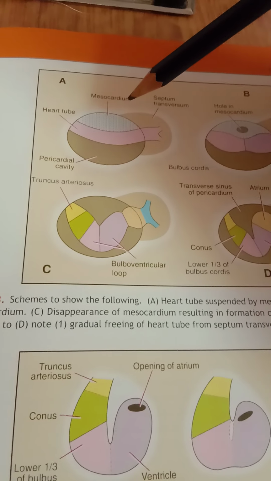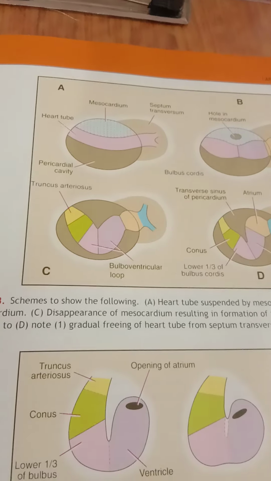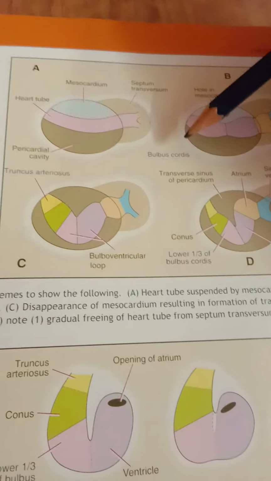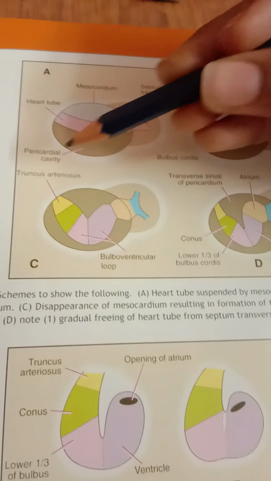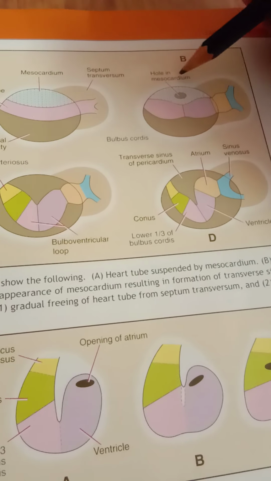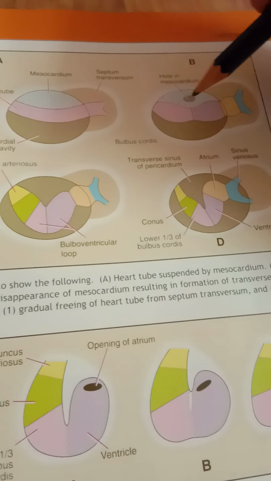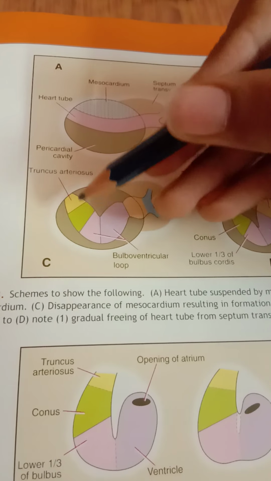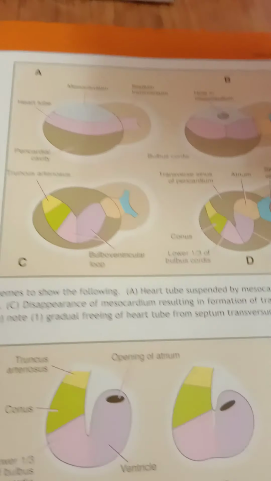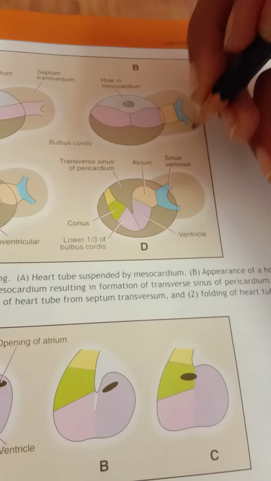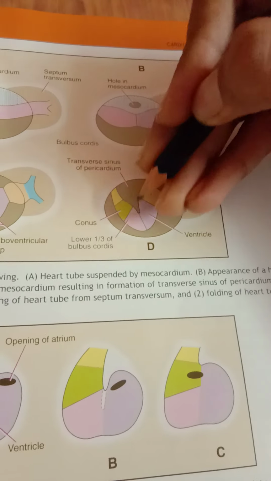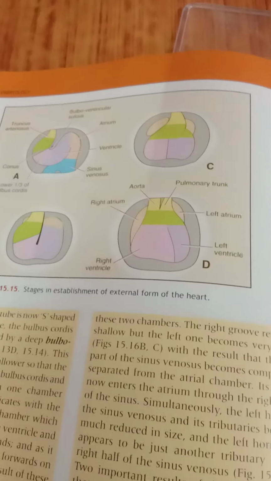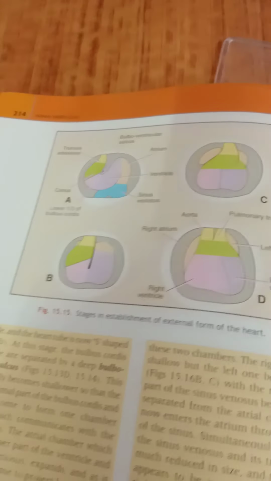So here lies the mesocardium, septum transversum. We know septum transversum gives rise to the liver and also our diaphragm. This is the heart tube now, pericardial cavity. So there is a hole in the mesocardium, and here you can see this is the truncus arteriosus, bulboventricular loop, and here we have atrium, sinus venosus, ventricle, transverse sinus of pericardium, conus. So all those parts we know already. Now let us check out the exterior of the heart, how it is formed.